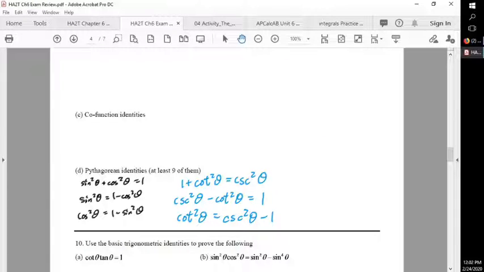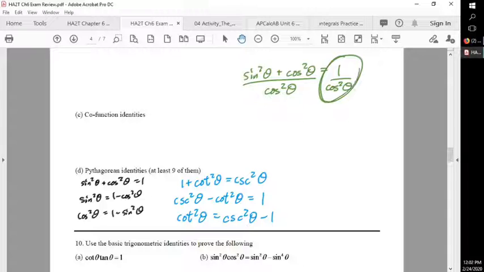Now let's try dividing it by cosine squared theta. So if I take both sides of this, divide this side, divide that side by cosine squared theta, what would that equal? So what is this one first? Secant squared theta. And what is sine squared theta divided by cosine squared theta? That one is tangent squared theta. Plus cosine divided by cosine is 1.